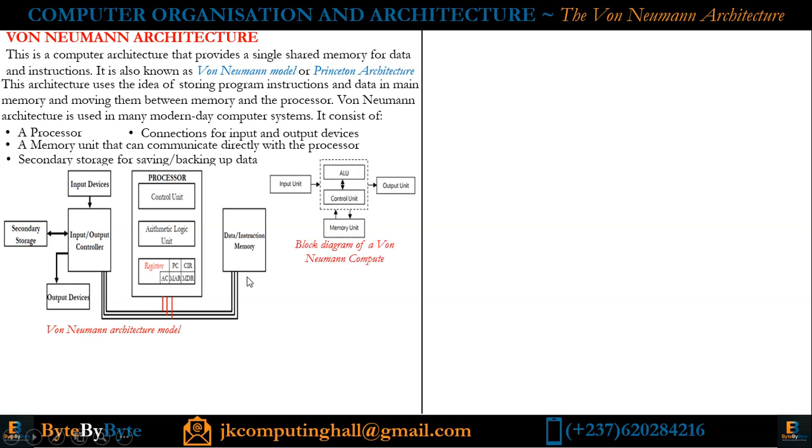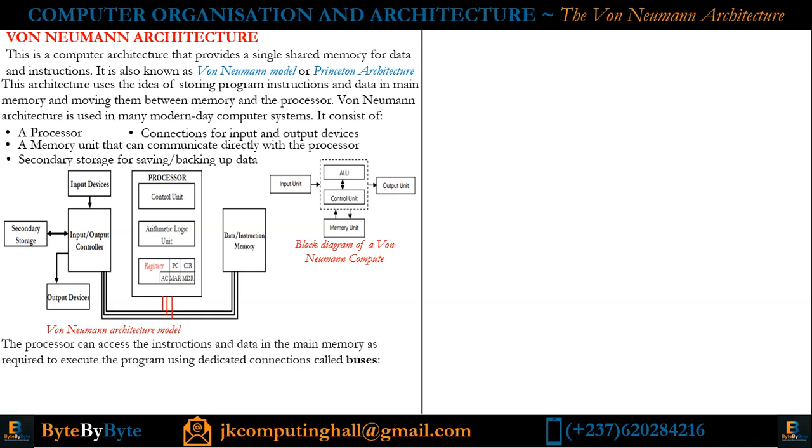Now, for the block diagram of the von Neumann computer, you can be asked to draw the architecture model of the von Neumann, or you can be asked to draw just the block diagram. When it concerns the block diagram, you simply have the ALU and the control unit with the memory unit, exchanging data. Then you have the input and the output unit, with no need for the registers, the I/O controller, and the other components.